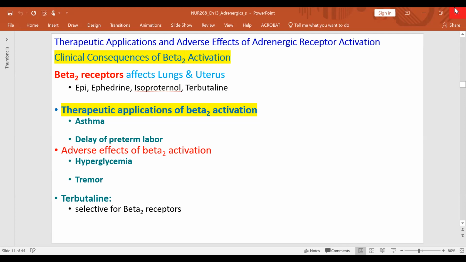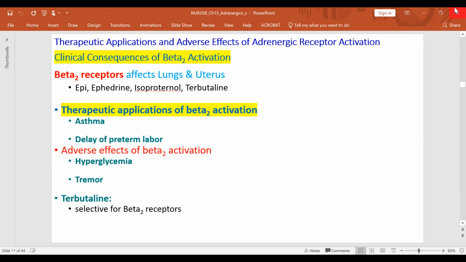And the adverse effects of beta 2 activation would be hyperglycemia, and that's from the enhanced glycogenolysis, when there is an increased rate of conversion of the stored glycogen in the liver into glucose for a source of energy. That results in hyperglycemia. So the hyperglycemia here from the beta 2 activation is from the enhanced glycogenolysis, and that occurs in patients with diabetes mellitus.